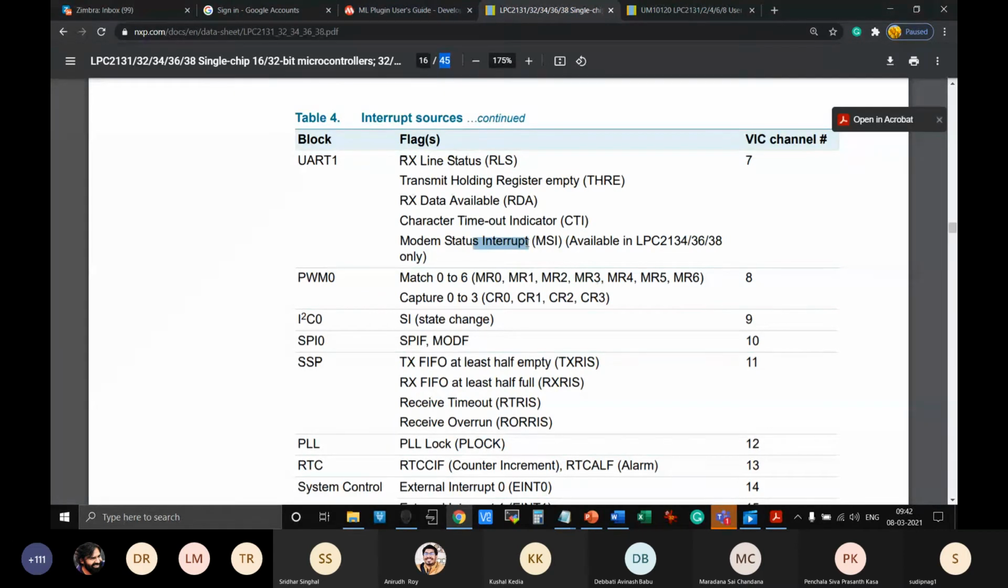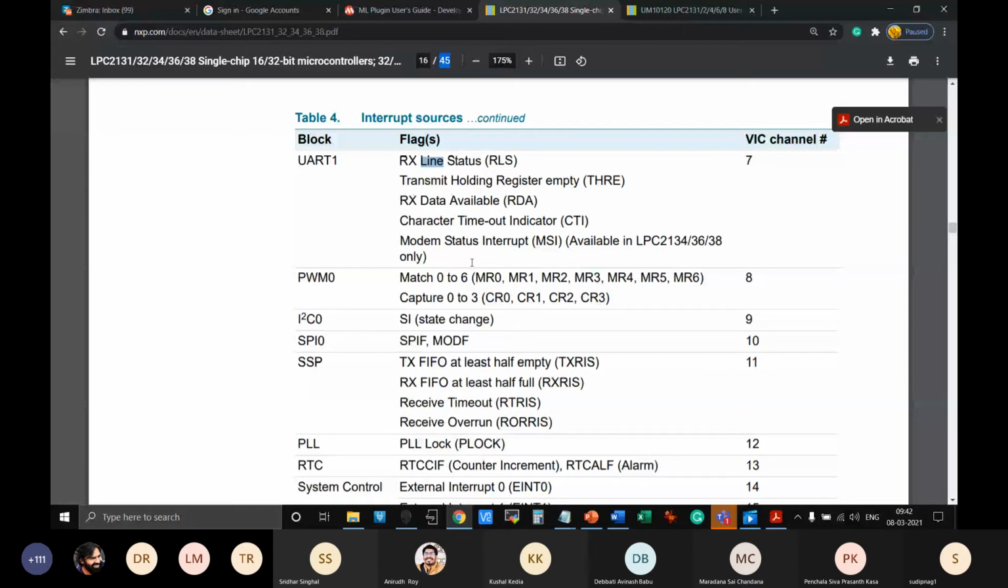Whereas Rx line status is more closely related to RTS and CTS signals. RTS means request to send, and CTS is clear to send. It's like clock-like signals along with the UART signal. So RTS, CTS signals are specifically for this line status, because the line is ready or not. One guy is sending a request to the other guy, and then the other guy starts sending or receiving the data. So that is called line status interrupt.